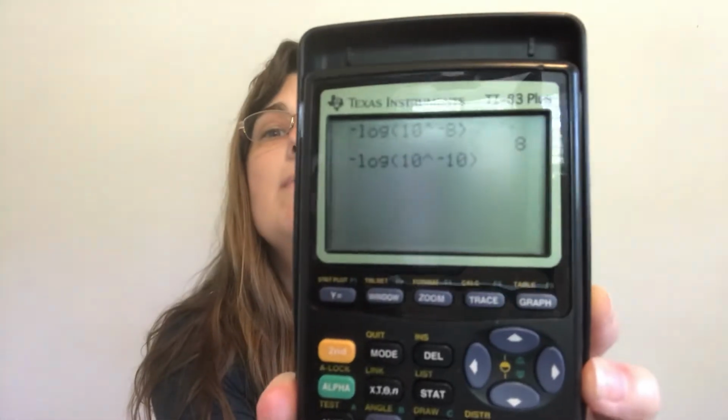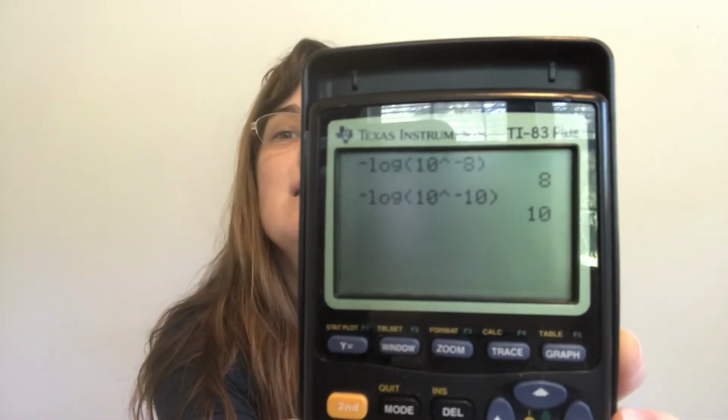So remember I have to do negative log. I'm going to hit the negative button, not the minus button. And then I'm going to do 10 exponent negative 10. Okay, and then let's see what it comes up as. Oh, look, it's 10. Okay, do you see a pattern here? Yes. Whatever the negative exponent is for the power of the hydronium ion concentration, that's the pH.